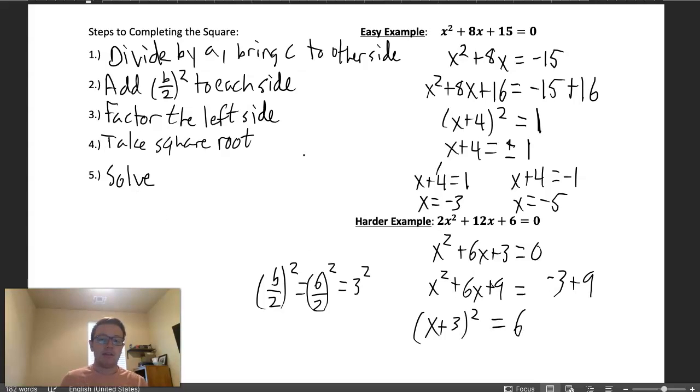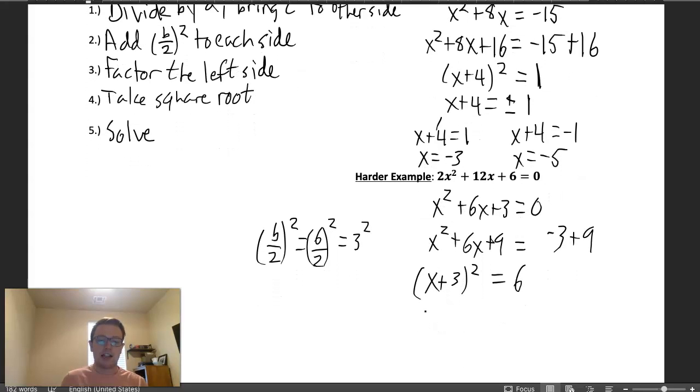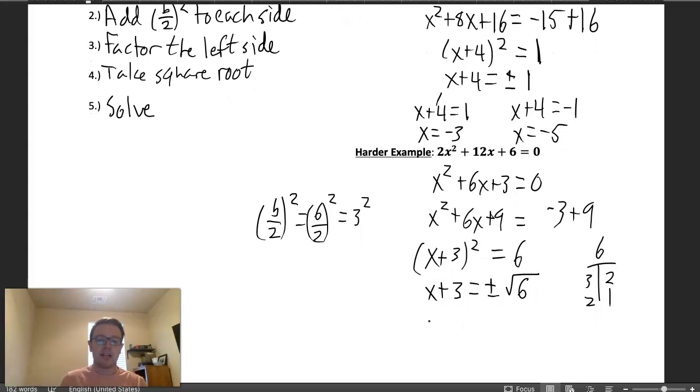That was step 3. We factored the left side. Now we're going to take the square root to say that x plus 3 will be equal to plus or minus the square root of 6. Now we can try to reduce 6, right? But when we divide by 3, we're left with 2. When we divide by 2, we're left with 1. So we can't reduce this, meaning that our answer is going to be x is equal to minus 3 plus or minus the square root of 6.